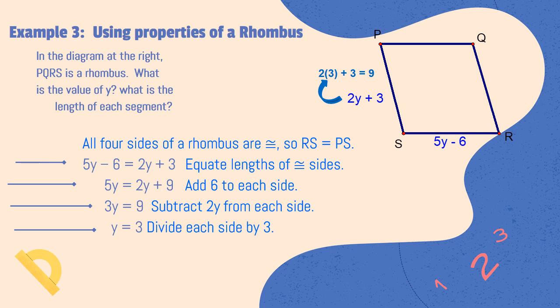So just to prove it, if I replace in the expression 5y minus 6 that represents the length of the segment RS, it is going to work, so let me make the substitution. I know that the value of y is 3. 5 times 3 minus 6 must equal 9. 5 times 3 is 15 minus 6 equals 9. So the length of the segment RS is 9. Therefore, the answer to this is that the length of each side is 9 units.